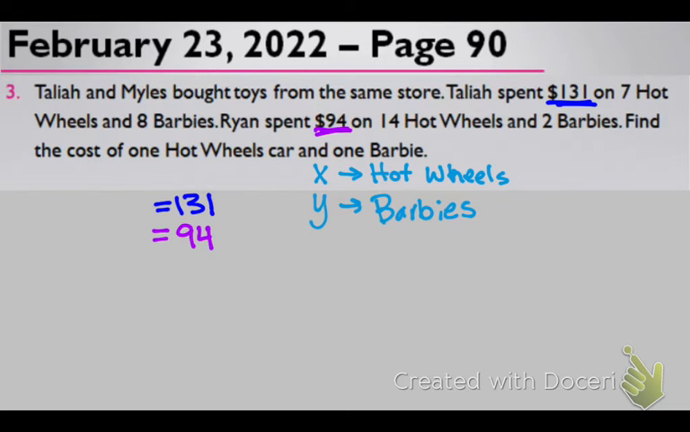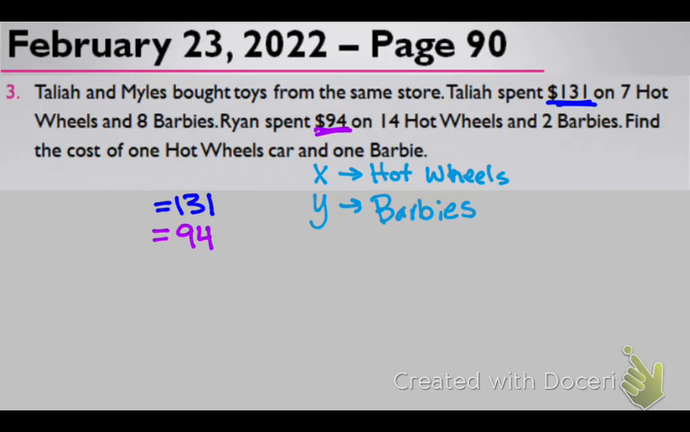Okay, so I saw my totals. I defined my variables. What would I do next? How many Hot Wheels and Barbies do I have? Left to right. Yeah. Or what do we notice? What is it telling us?